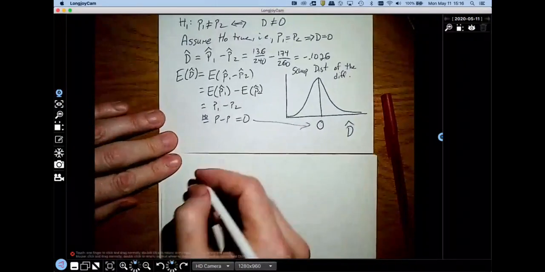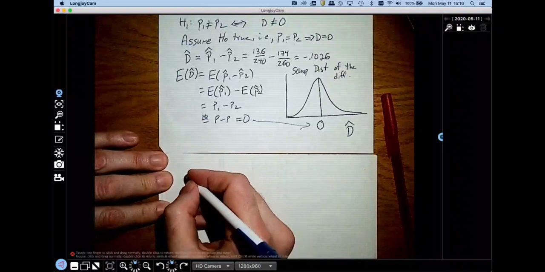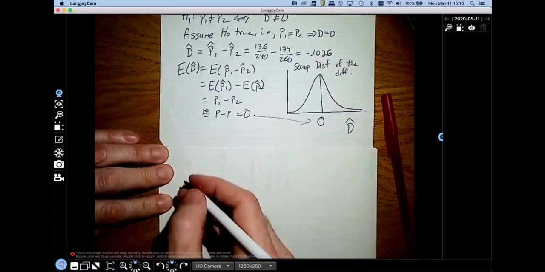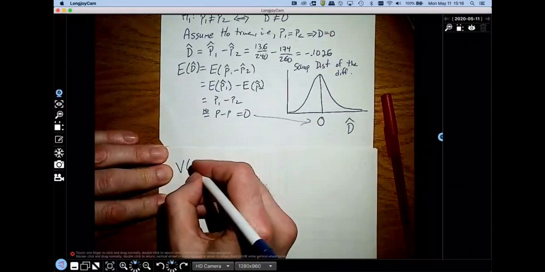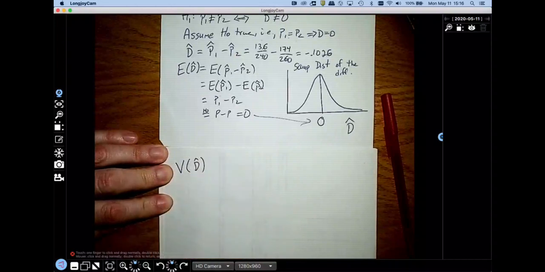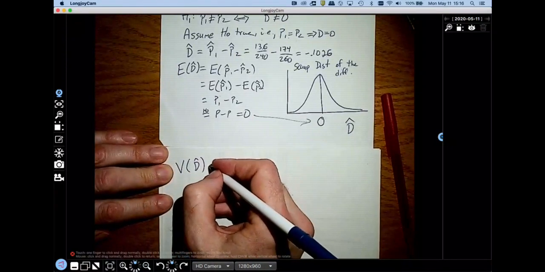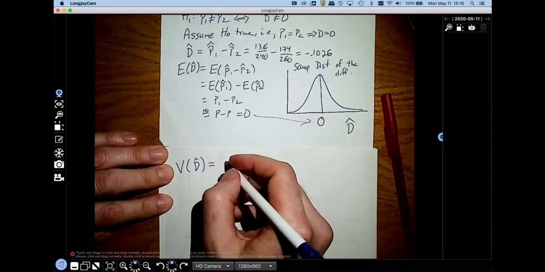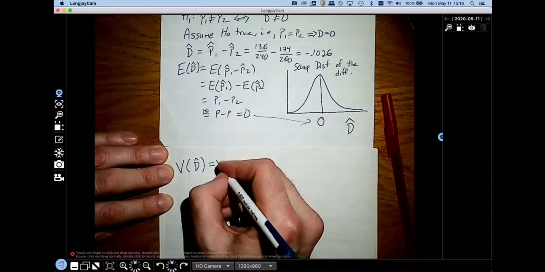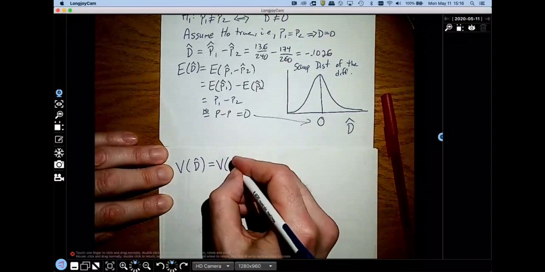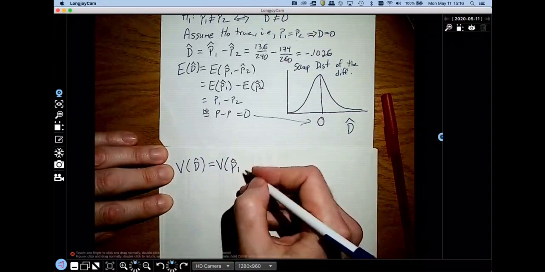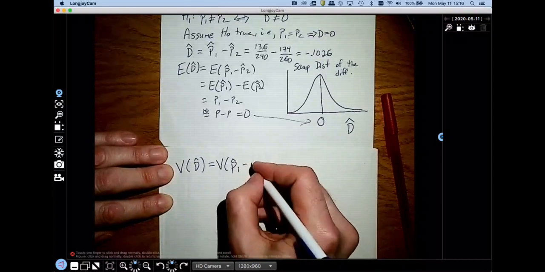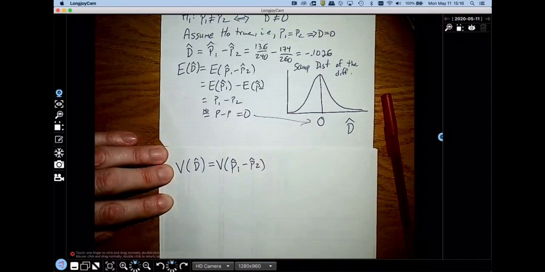So let's go find the variance of this. So what is the variance of d hat? I actually worked this, must have been back during week 3 when we were talking about two random variables. It was a problem out of Devore. Well, this is just going to be the variance of p hat 1 minus p hat 2.